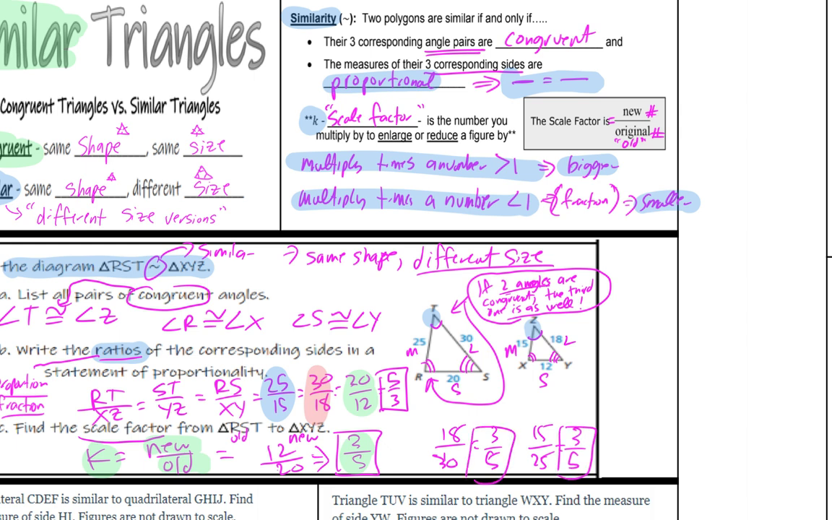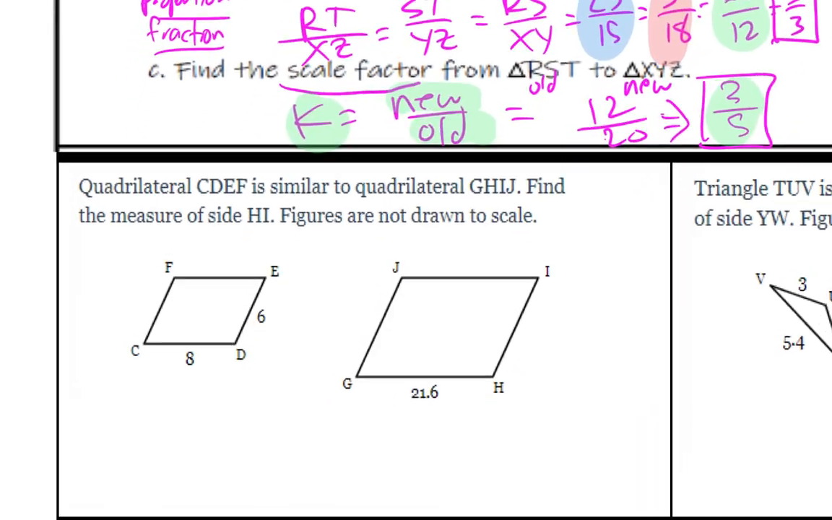Okay, so that's the main thing that we want to keep in mind: the angles are always going to be congruent and the sides are always going to be proportional. It's going to be the same ratio, and we calculate that ratio by the new over the old. Okay, keeping that in mind, let's get into some Delta Math. I think that's all you need to know. Let's see if that's all you need to know to do these.